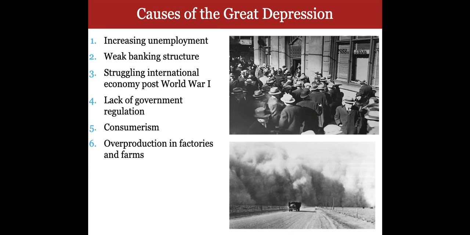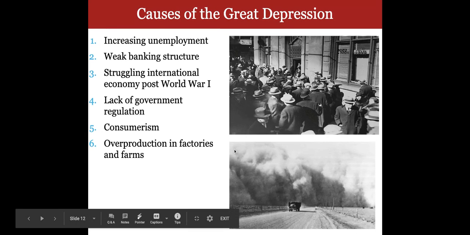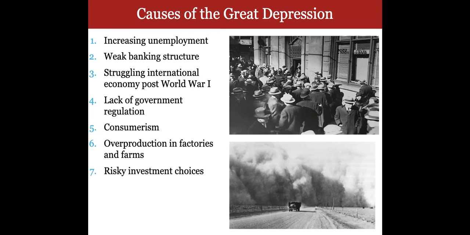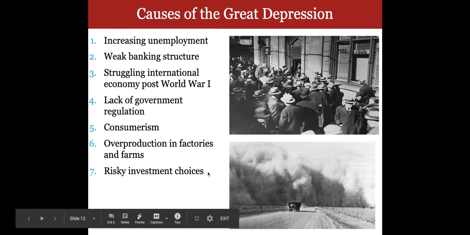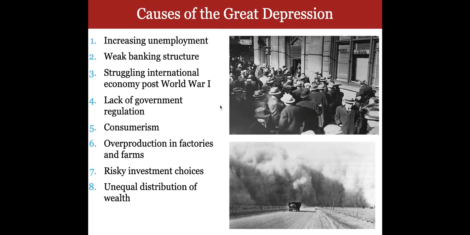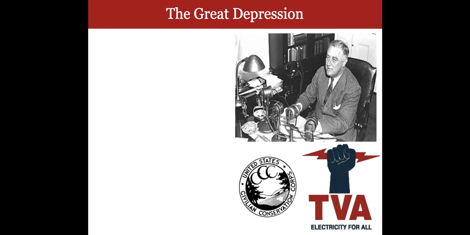Overproduction of factories and farms. This led to a Midwestern environmental disaster seen right here called the Dust Bowl. Risky investment choices, buying stocks on margin is one of those things, and a massively unequal distribution of wealth.